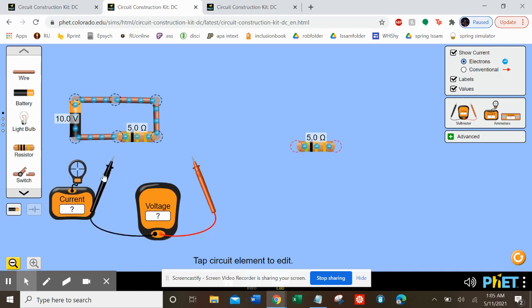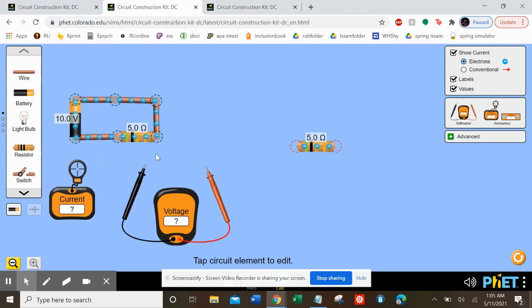And this device measures the voltage across. So this is a 10-volt battery. If I put it on the battery, you can see it reads 10 volts. So let's stop and think for a second. Right now, you can see the current is 2 amps. There's 2 amps of current flowing through this circuit, through this closed loop. Remember, a circuit has to be a closed loop.